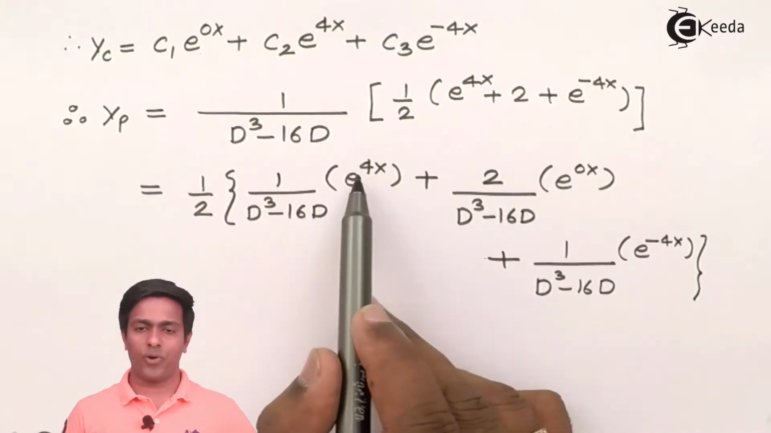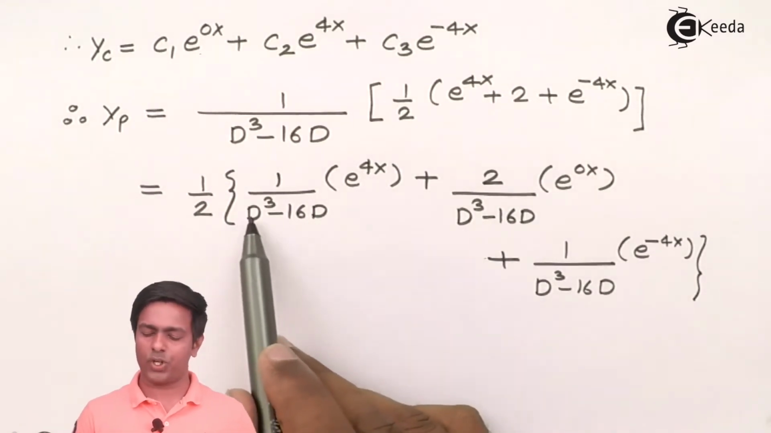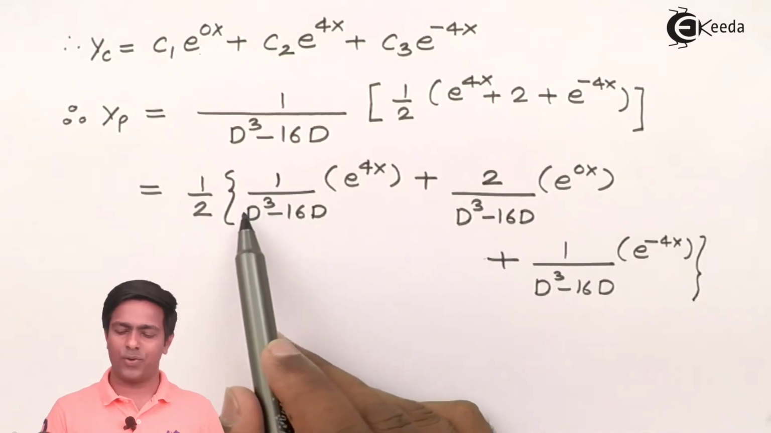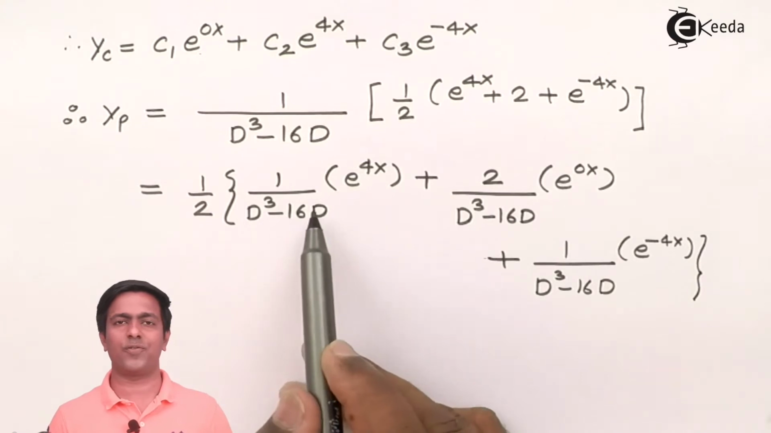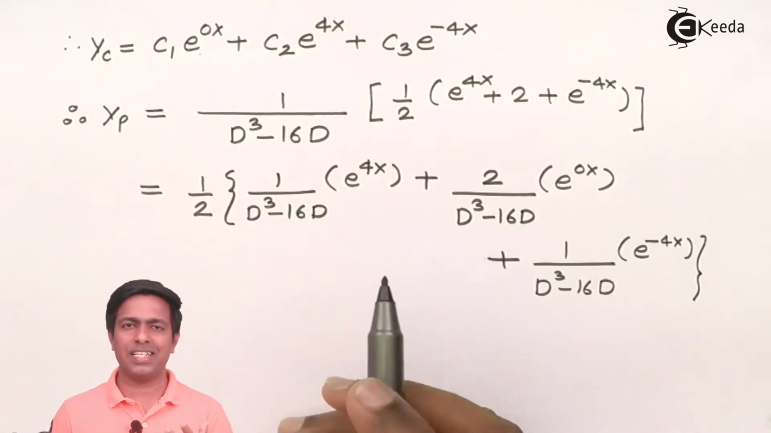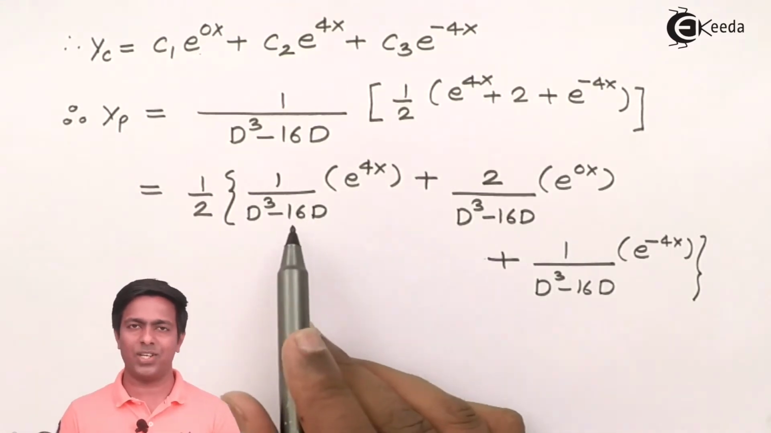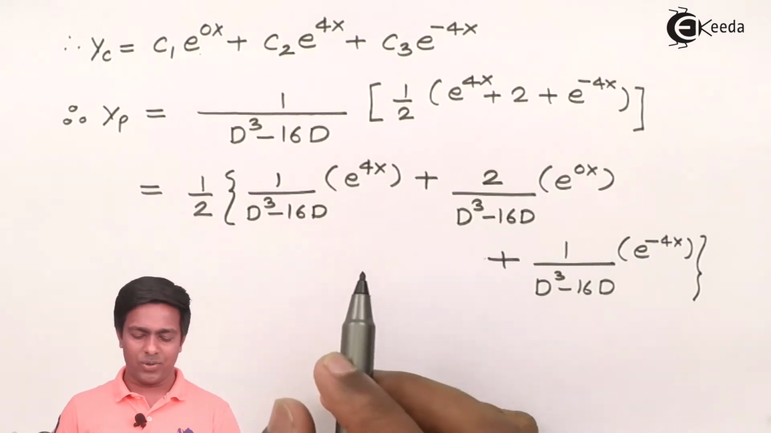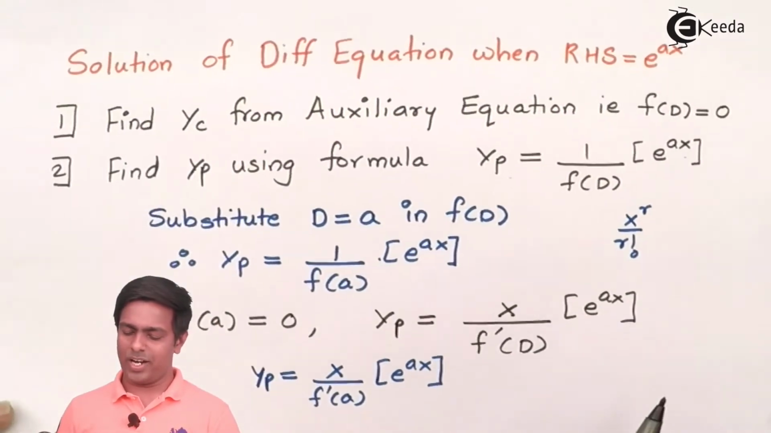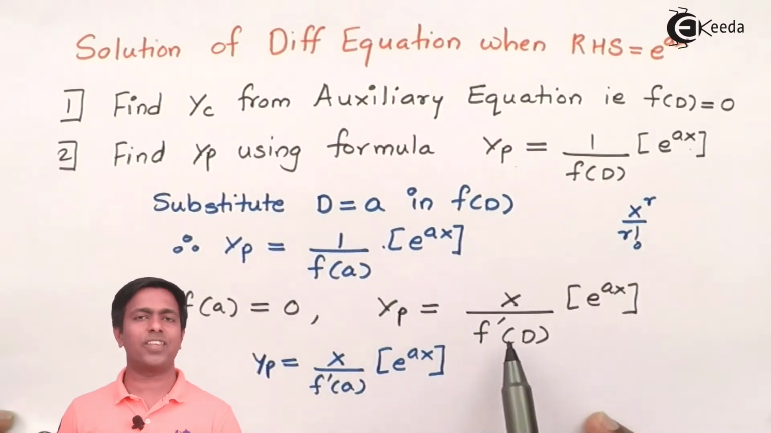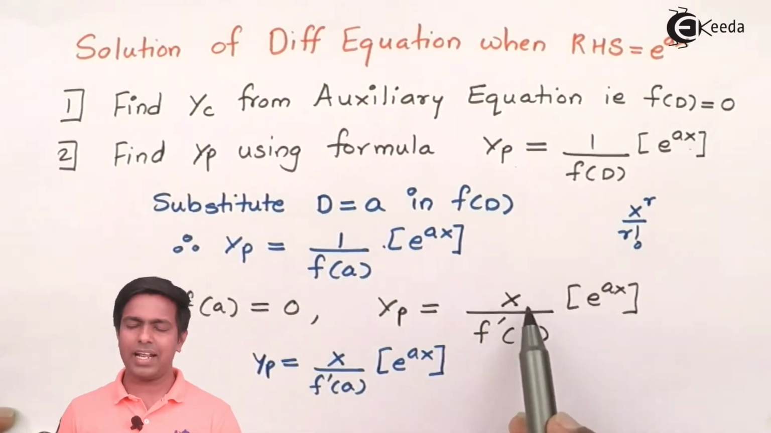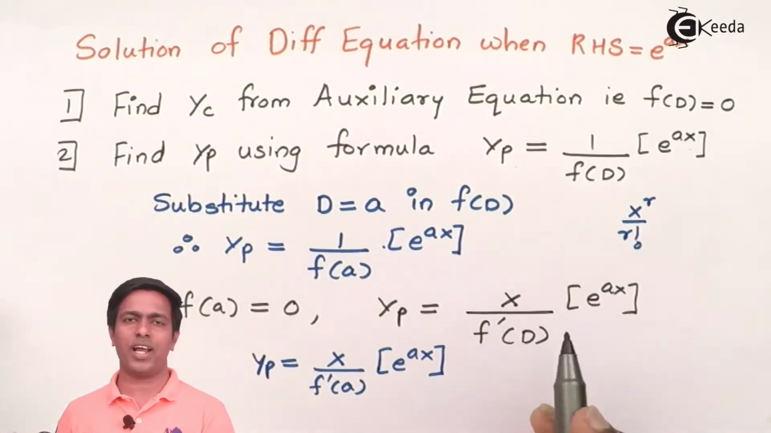So if I put 4 here, if I substitute here, I'll get 4 cube, which is 64, minus 16 into 4, which is 64. So 64 minus 64 is 0. So since we are getting this denominator as 0, we are going to move ahead to the next rule. Whenever we get this value as 0, we find out the derivative of that, f dash of d, and we add x in the numerator. So I'll follow that process.